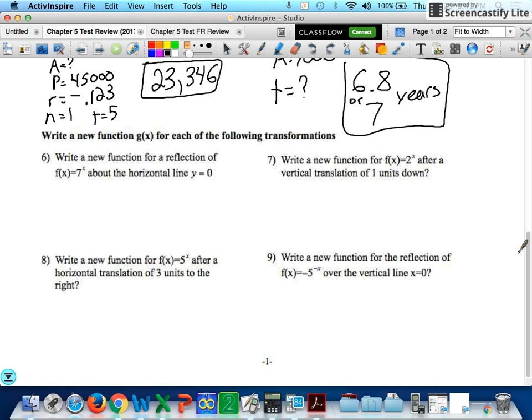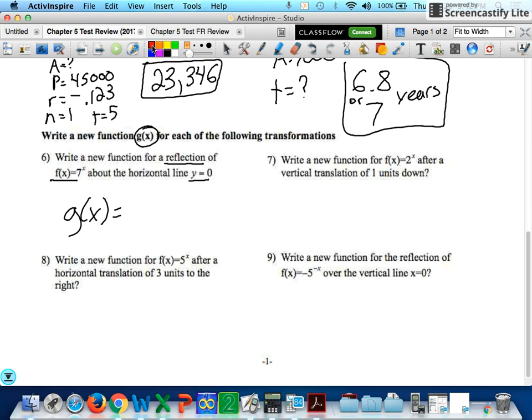Right, so here we are with number 6. This is where we start doing all these transformations, and they're all jumbled in here together, okay? This very first one gives us the function f of x, and it says write a new function, g of x, for this transformation. This transformation is a reflection over y equals 0. So our new function is g of x equals, this is a 7 raised to the x power. We want to reflect it over y equals 0.